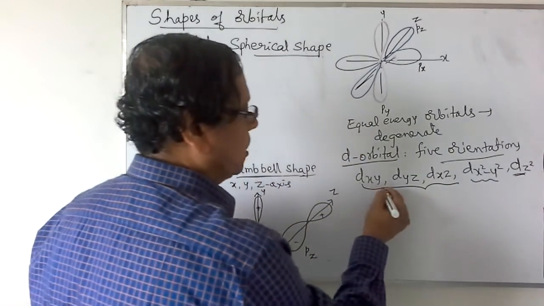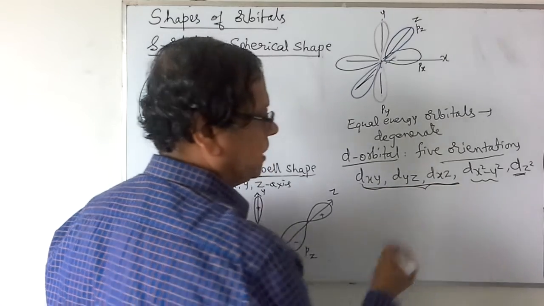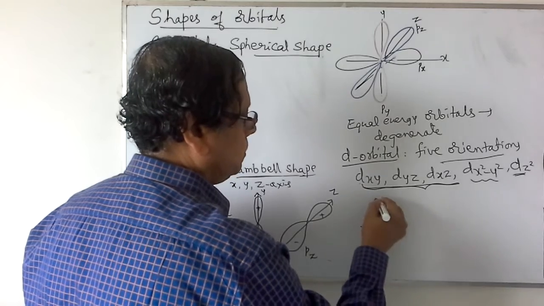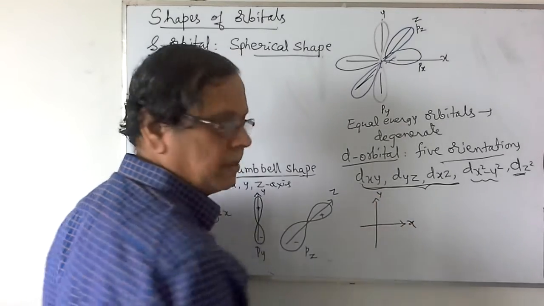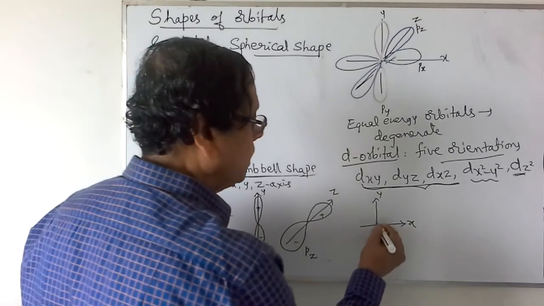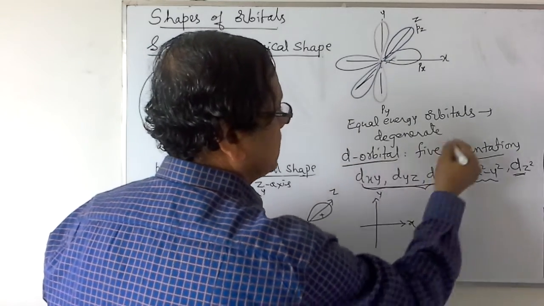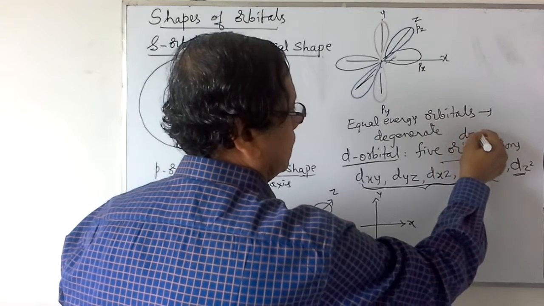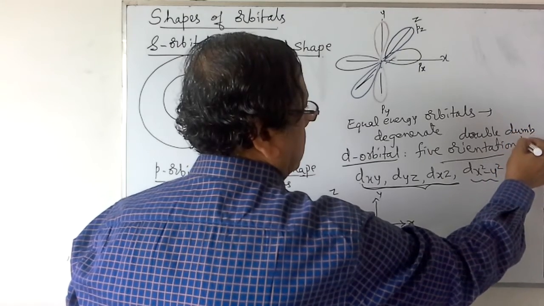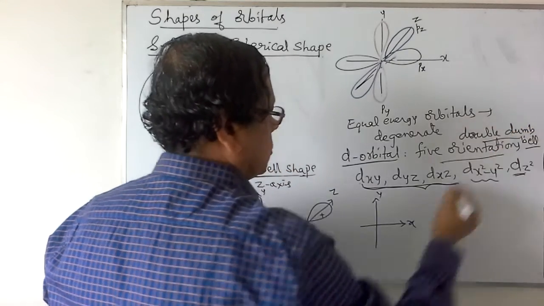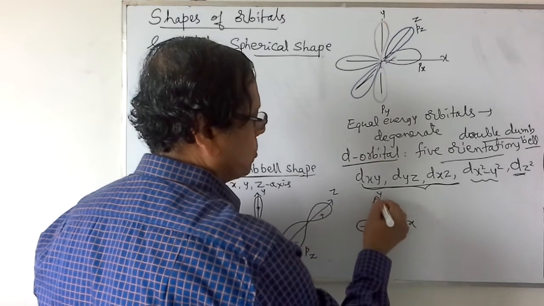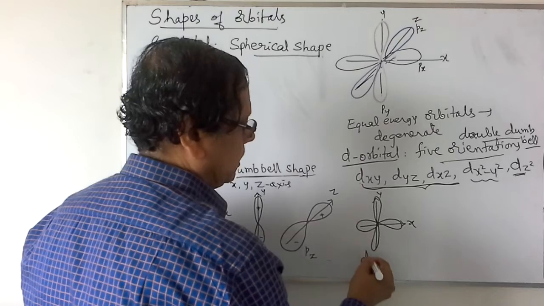So first let me write this first set, dxy, dyz, dxz. Suppose you consider this as xy plane, x-axis and y-axis. The plane produced by these is called as the xy plane. So this d orbital is having double dumbbell shape. So we can write two lobes along the x-axis and two lobes along the y-axis. This is dxy.